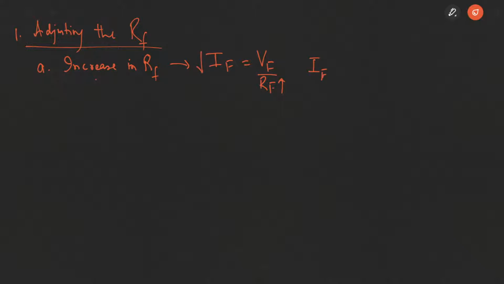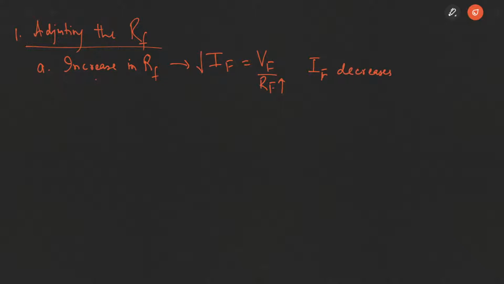So adjusting the field resistance. What happens by adjusting the field resistance is we will be actually changing the field current and therefore the flux generated by the field windings. So for example, we are increasing the field resistance, increase in RF. Increase in RF, that is the field resistance, means the field current, which is equal to the field voltage divided by RF. Since RF has increased, IF will decrease. So that means IF decreases.